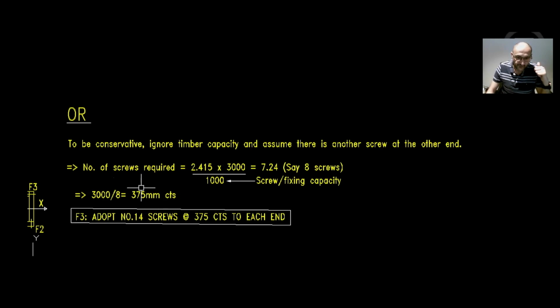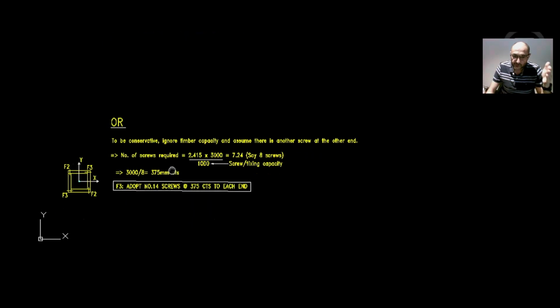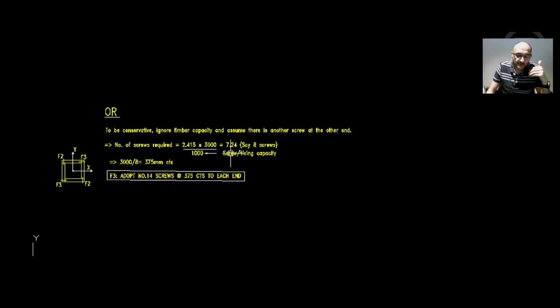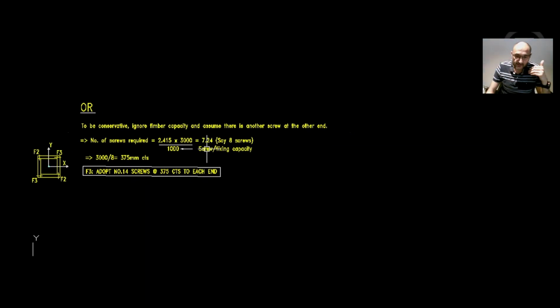Therefore, 3,000 divided by 8. And that will give us 375 millimeter centers. So for F3, we can adopt number 14 screws at 375 millimeter centers each end to each end. It is a little bit less than 580, but then again, being conservative will always put you in a better position.